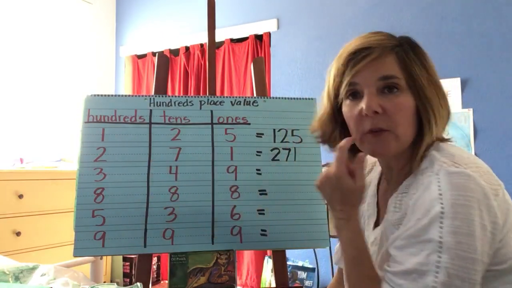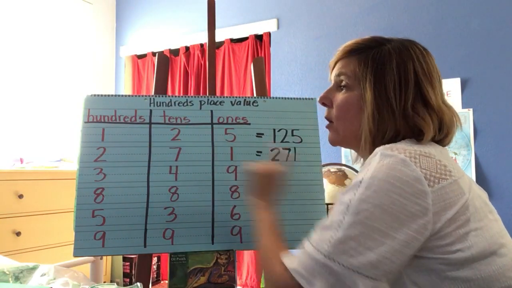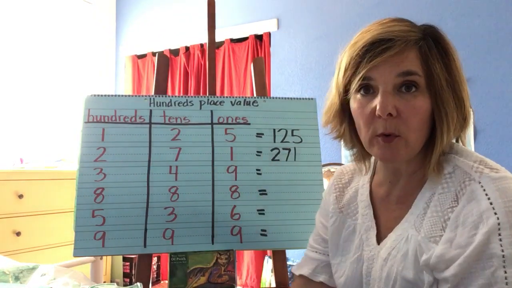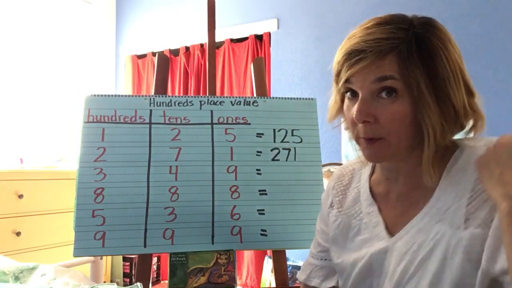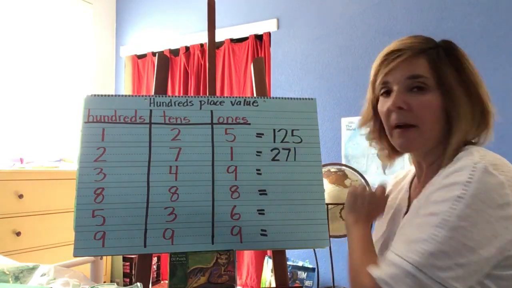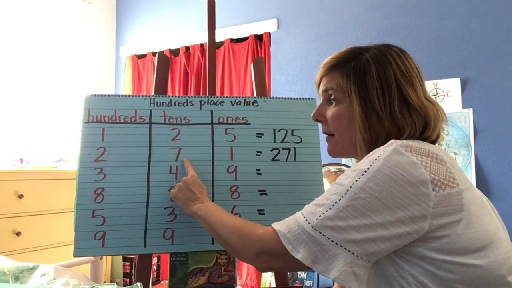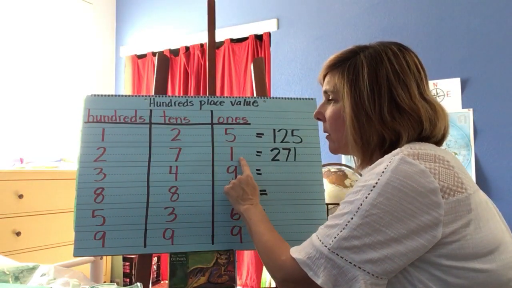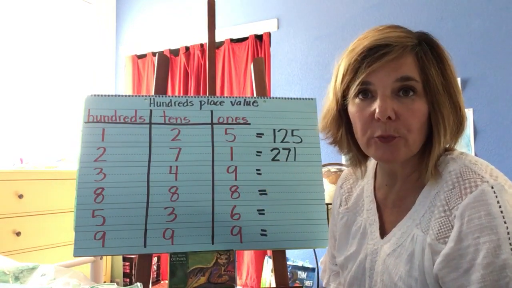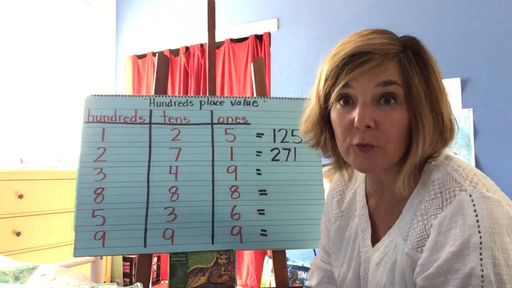Okay, so let's look at what the first number is. 125. So 1 group of 100, 2 groups of 10, and 5 ones. Do you remember what we call that? We call that the expanded form. Let's read the digits now. 125. Okay, next one. 2 groups of 100, 7 groups of 10, and 1 one. And the number is 271. It took 3 digits to write a number in the hundreds, excuse me.